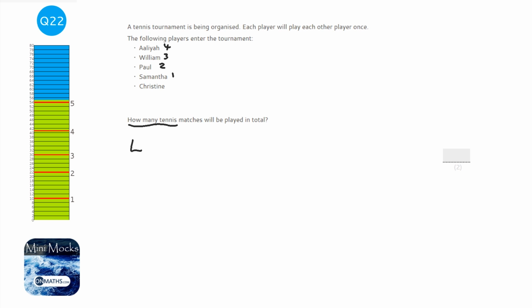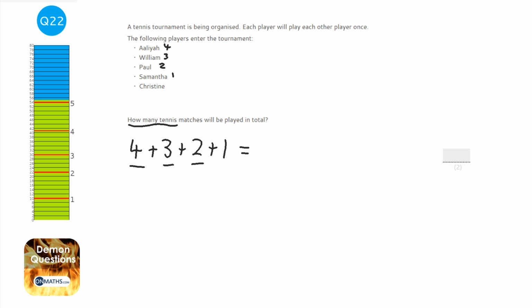So, we've got the 4 matches Aliyah's going to play, 3 matches that William's going to play, not counting the one we've already counted from Aliyah, plus the 2 Paul's going to play, plus the other one that Samantha's going to play. So 4 plus 3 is 7, plus 2 is 9, plus 1 is 10. So in total, there are 10 different matches going to be played.